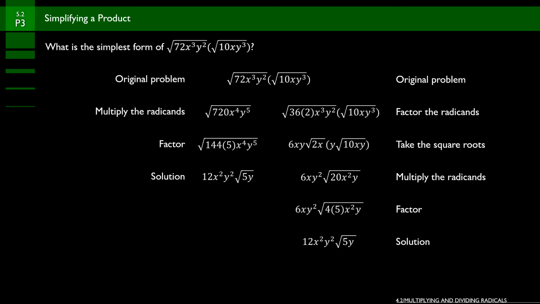Then we're going to simplify this down. The square root of 4 is 2, so pull the 2 out, multiply that against the 6, and that leaves you with 12. We pulled 1 more x out, so now we've got an x squared along with our y squared, and then on the inside of the radical we're left with 5y. So the solution is 12x squared y squared square root of 5y.